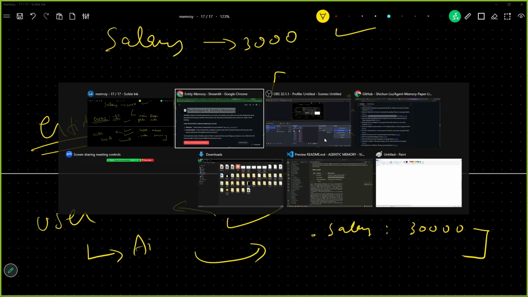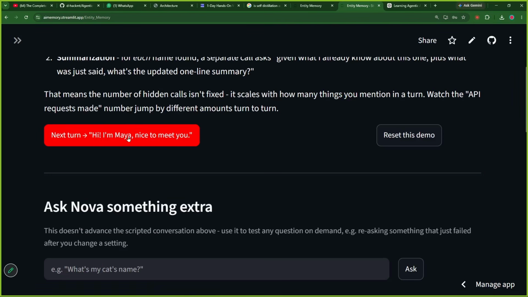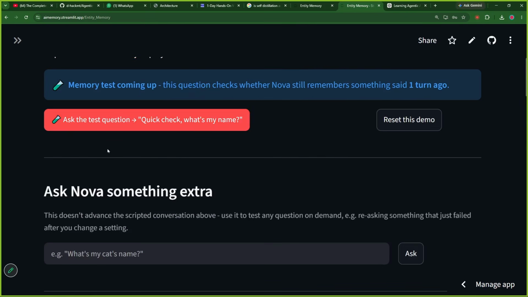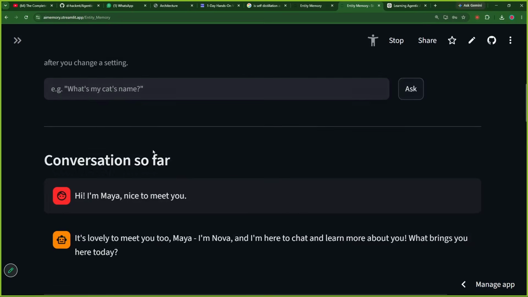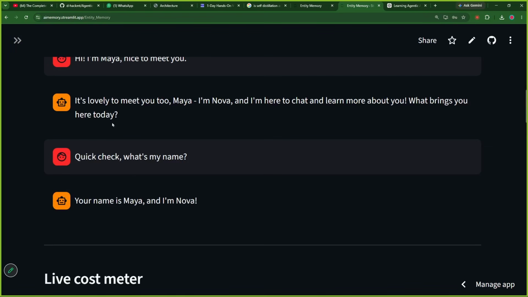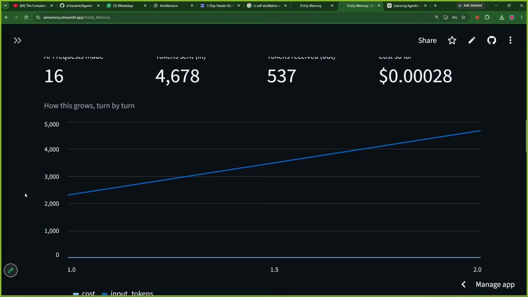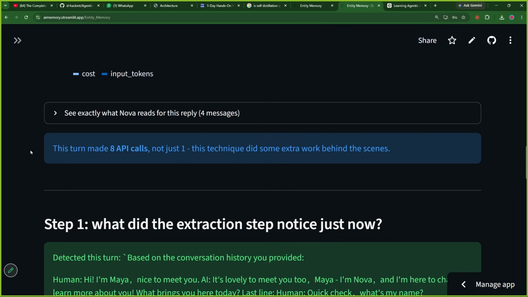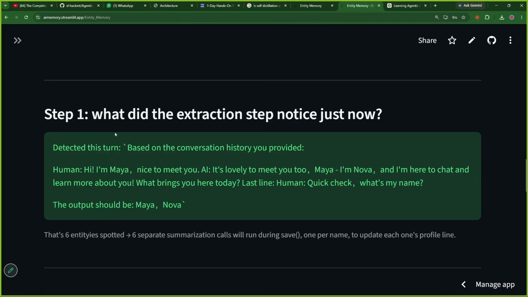Let us see that in action. I can simply write, my name is Maya, and ask, what's my name. It will remember that your name is Maya and I am Nova. Here costs are increasing. This turn made 8 API calls, not just one. This technique did some extra steps behind the scenes.